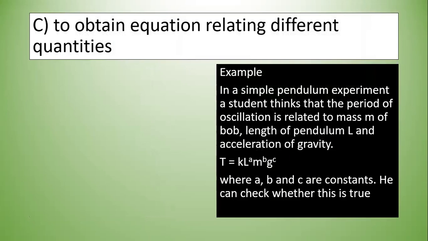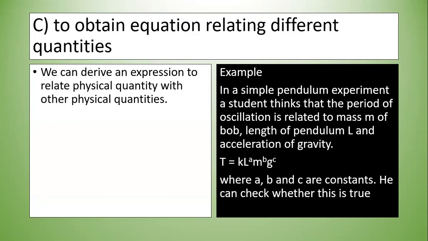Sometimes we forget the equation. We can remember vaguely that there's some constant there, and it depends on length, depends on mass, depends on g. We don't know exactly, but we know there's acceleration due to gravity and a length, raised to some power a, power b, power c. a, b, c are constants. Then we can use dimension or unit to derive it. You can derive an expression to relate a physical quantity with other quantities.